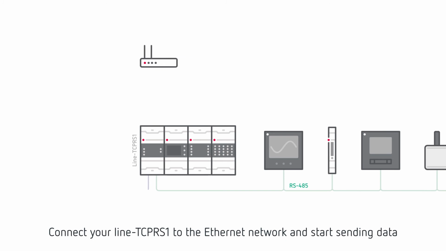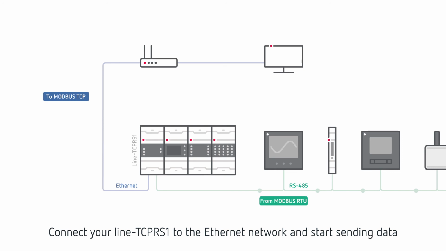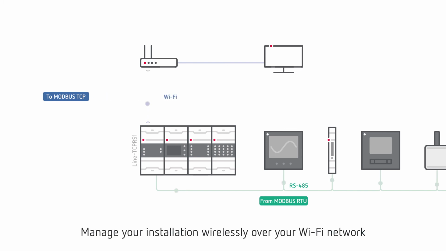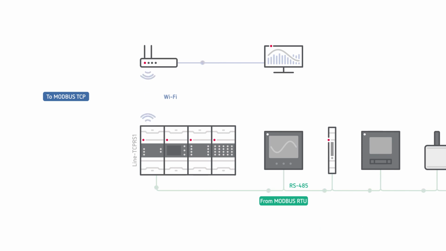You can connect the Line-TCPRS1 to the router in your installation using the Ethernet cable and start sending data via Modbus TCP to your management software. You can also add the Line-TCPRS1 to your Wi-Fi network and send data wirelessly. Line-TCPRS1 – Smart Connection.